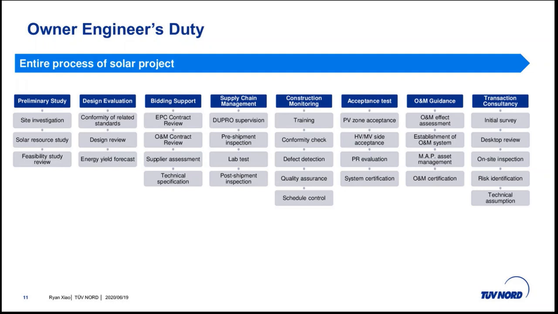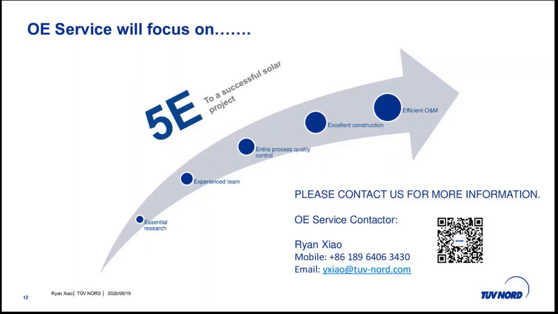This is a typical process of a solar project. And this is how we do quality assurance of a PV project as the owner's engineer. 5E is to help you get a successful solar project with all this experience, entire process, quality control, excellent construction. And thank you for your attention.